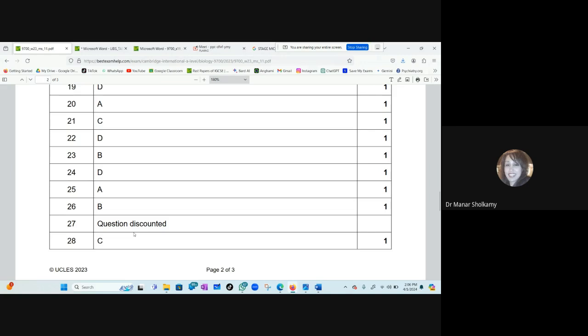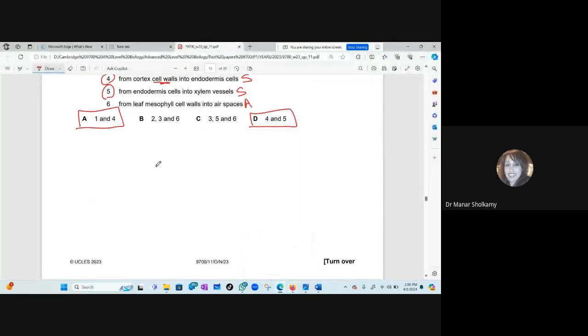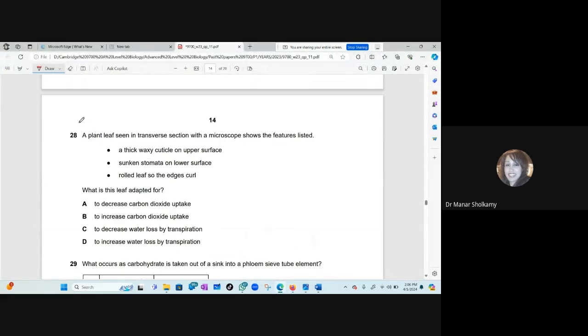Oh, it's discounted. This rarely happens. So 27, obviously there was a lot of argument over 27, so it has been discounted. This is not common. So 27 is not going to be included anyway.